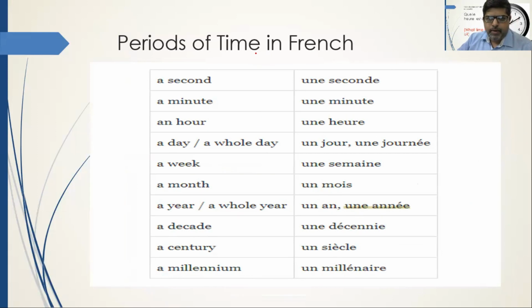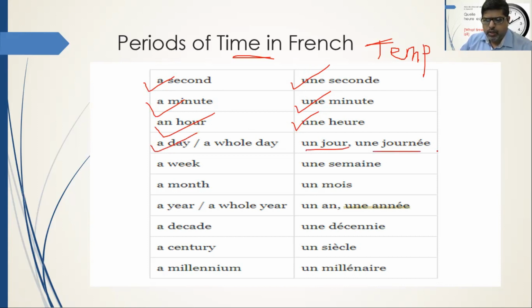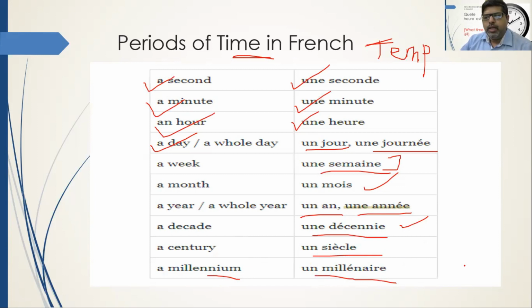Learners, in the language of French, time is called temps, that is T-E-M-P. And this is basically temps, that is time. Time has been divided into important units as follows: a second, une seconde; a minute, une minute; an hour, une heure; a day, une journée, that is a whole day; a week, une semaine, which has already been covered; a month, mois; a year, an or année, une année, a whole year; a decade, une décennie; a century, un siècle, siècle meant for the century; a millennium, un millénaire. This is the way by which we are going to consider our time.